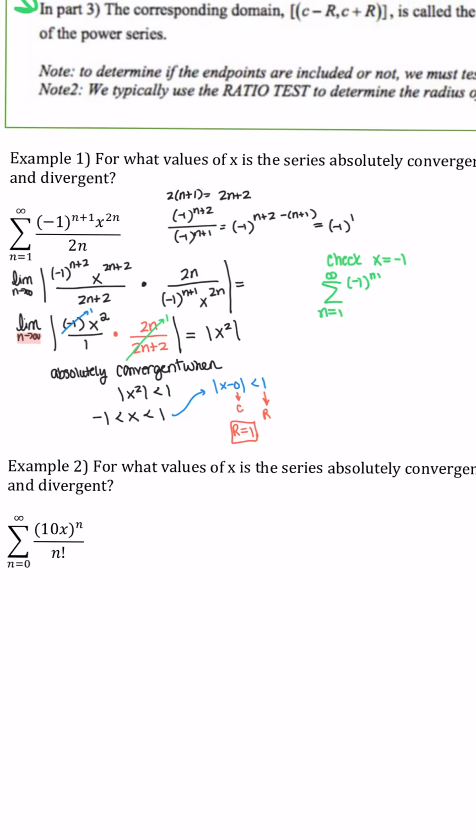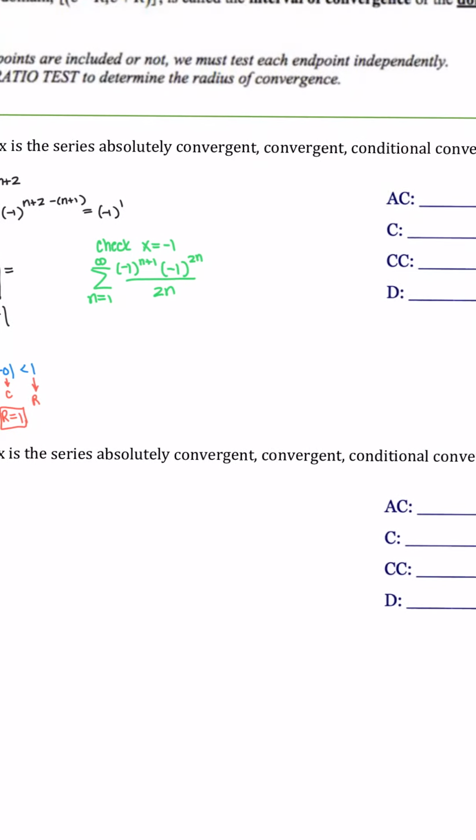I'll have negative 1 to the n plus 1, and then negative 1 to the 2n all over 2n. So notice I'm just subbing in for x. So now consider what this is. If I have negative 1 to the 2n, well, think about this. This is always just going to be 1, because 2n will always be even, and so negative 1 raised to an even power will always be 1.